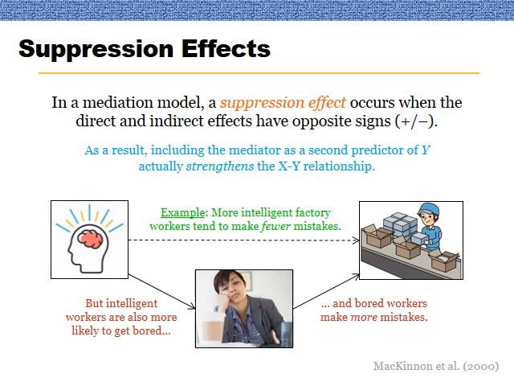As intelligence goes up, the number of mistakes goes down. But our indirect effect is positive. People who are more intelligent tend to get more bored, and as a result of being more bored, they tend to make more mistakes.